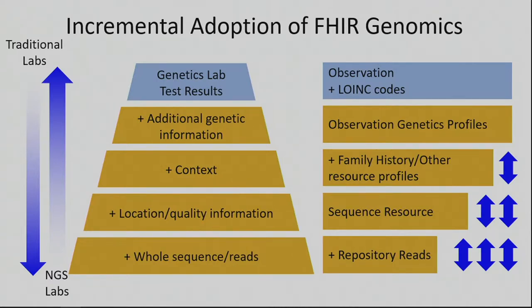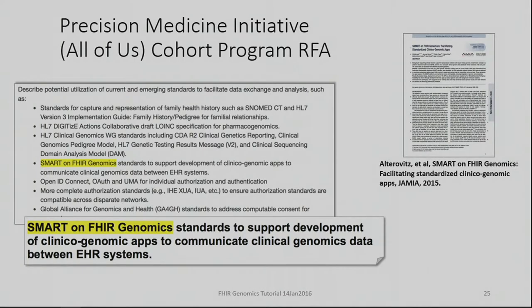But the overall scheme here of these levels and adding more information, whether you're a traditional lab, which starts with results but no raw information, or you're an NGS lab, which starts with a lot of raw information and needs to move up and slowly adopt going to clinically relevant information. This is a pathway for that. We've seen a lot of success in adoption and mentioning of this kind of technology.